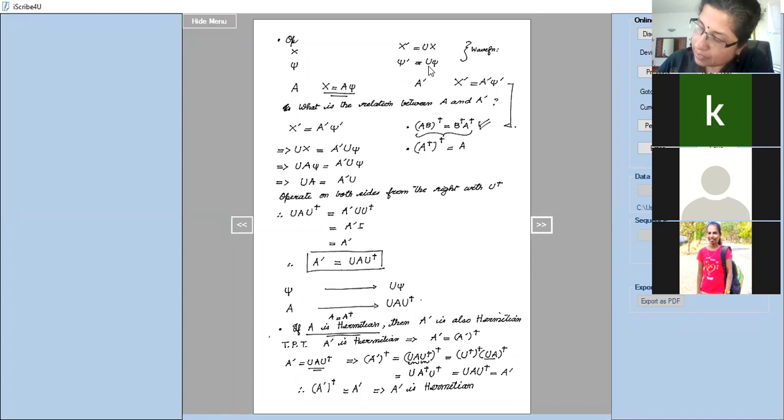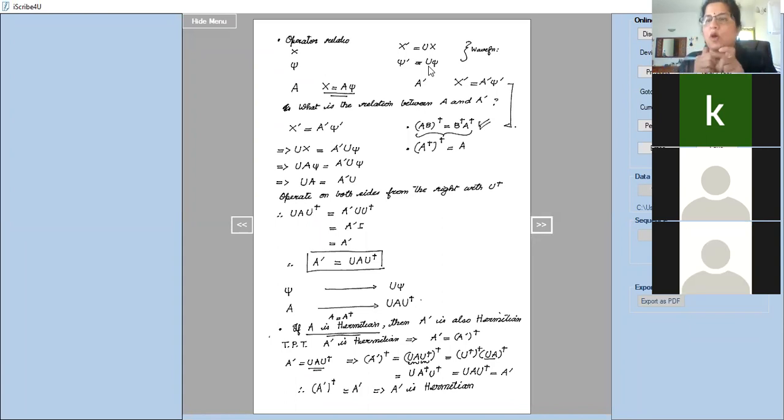So operator relations. Ma'am, Next next page, page. ma'am. Next page, ma'am. For thank you. I'm sorry, I've sat and scrawled on it.